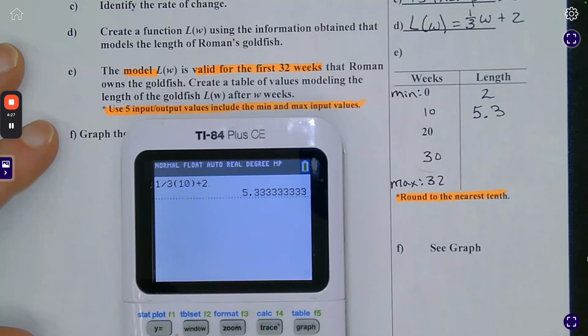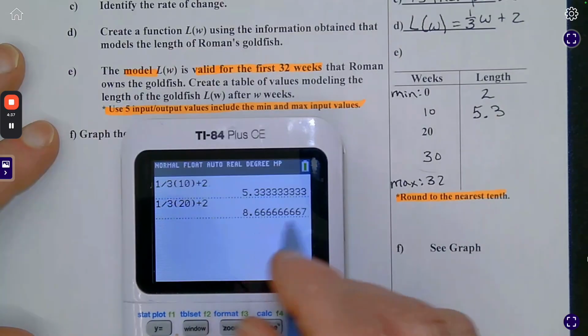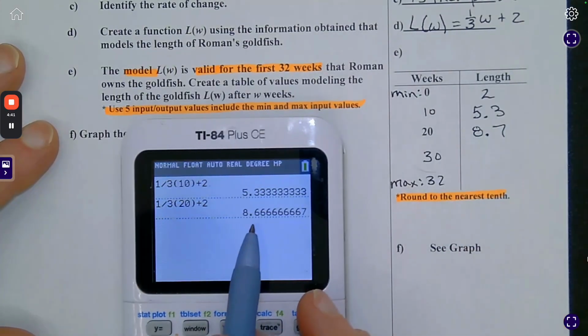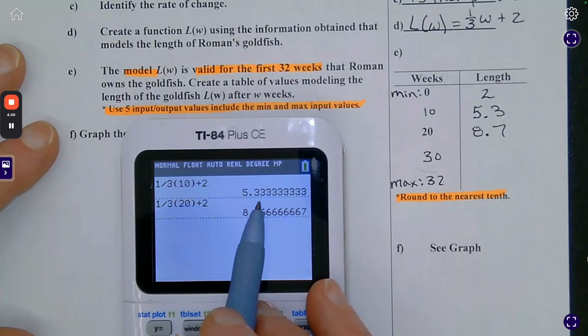Now I'm going to do the same thing, but now I'm going to change my input. Now I want to know how long is the goldfish after 20 weeks. Plus 2. 8.7 if I round that correctly. Right? Because if I'm rounding to the tenth, which is right here, if this is a 5 or more, I add 1 to that. If it's a 4 or less, I just leave it alone.